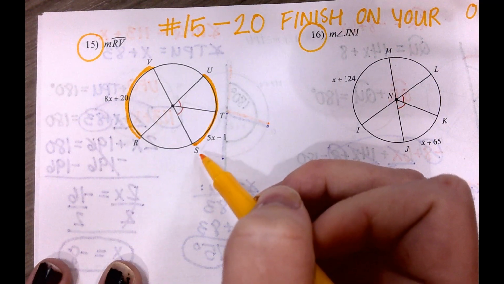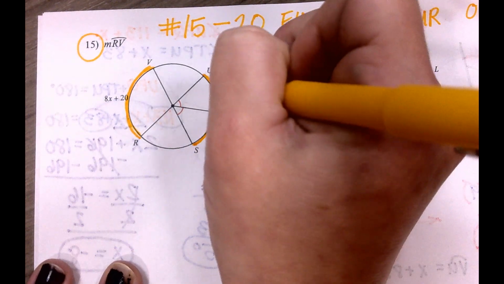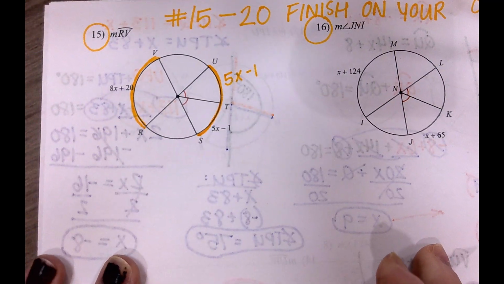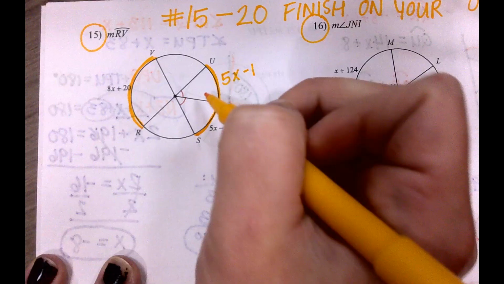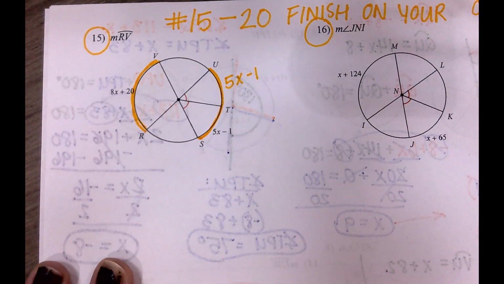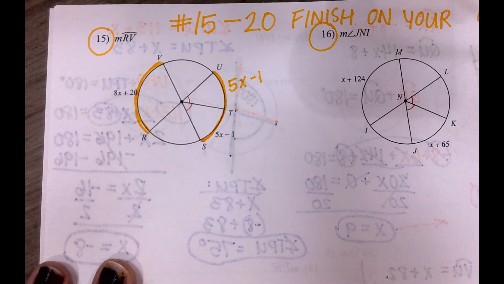Well, if they're the same, it must also be 5x minus 1. So let's go ahead and label that 5x minus 1. Okay. So now I'm looking. Do I have enough information to solve for x now? What do we think?